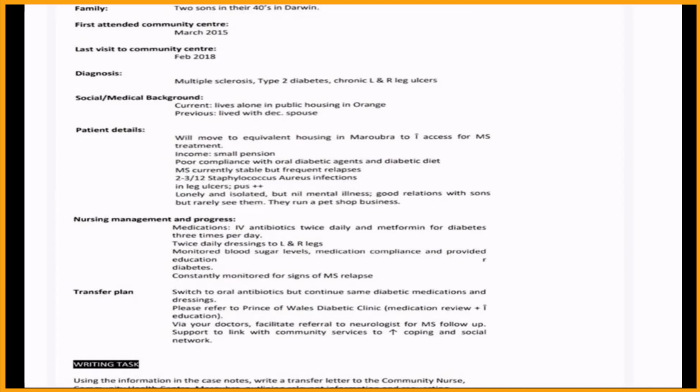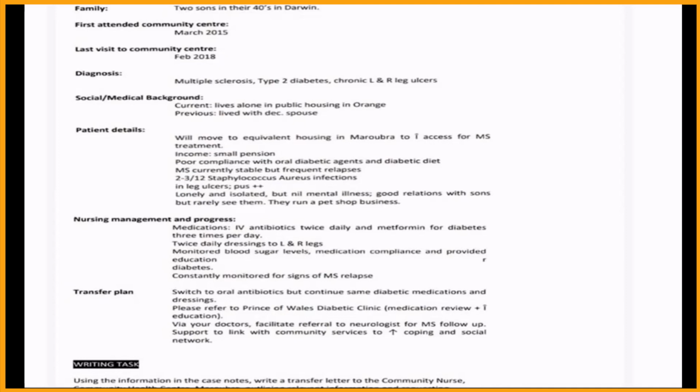Now, social background. Currently, where does this patient live? The patient lives alone in public housing in Orange. Previously, lived with deceased spouse. Patient details, will move to equivalent housing, category housing, in Marobra, for increased access for MS treatment. So the purpose of his transfer is very clearly given here, isn't it? Why is he moving? He is moving to Marobra to get increased access for MS treatment.